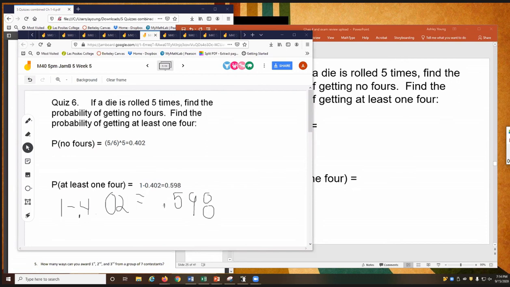Looks like this is 0.236. So that means that this is going to be 1 minus 0.236, which is equal to 0.764. Okay, that is it.